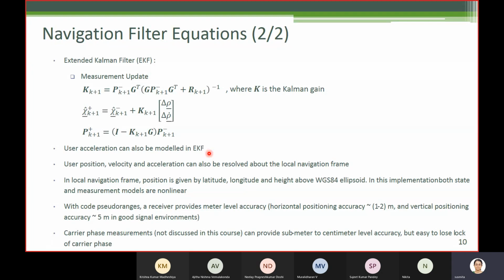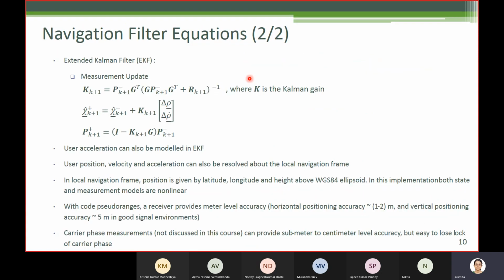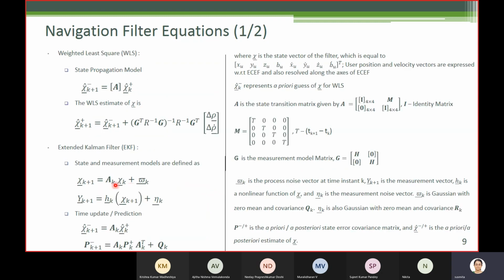Now we have considered the user position and velocity with respect to the ECF coordinate frame. It is also possible to have a formulation in the local navigation frame. When we do this in the local navigation frame, we need to consider latitude, longitude, and height above the WGS 84 ellipsoid. In that case, both the state transition and measurement models will be nonlinear. In this case, it is linear. A is a linear matrix. It is just a function of the time interval t.